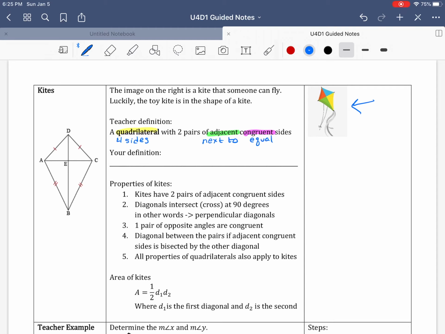So I want you to take this teacher definition, this mathematical, vocabulary-heavy definition, and write your own so that it makes sense to you, right? A quadrilateral with 2 pairs of adjacent congruent sides. What does that mean to you?